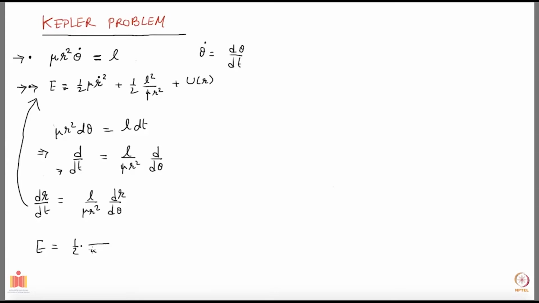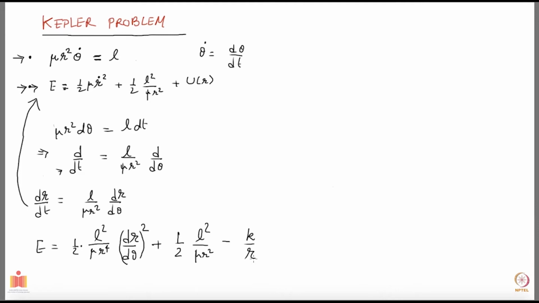So mu, then r square will become r to the 4, L will become L square, and you will have dr over d theta whole squared. Okay, this entire thing will be squared, plus let's look at the second term. It remains as it is, half L square over mu r square, and our potential we have taken to be minus k over r.